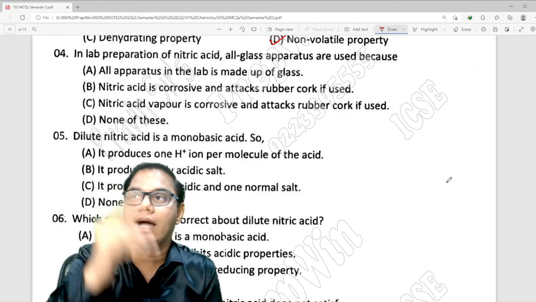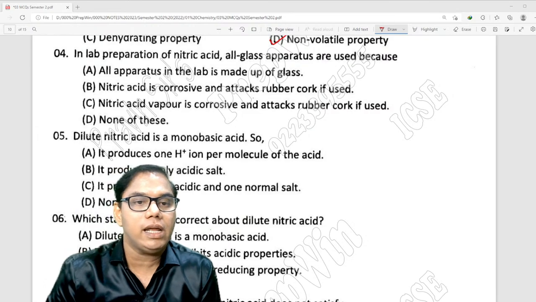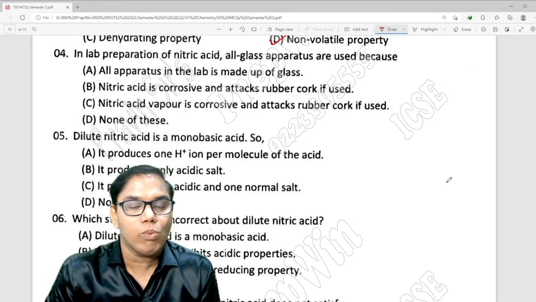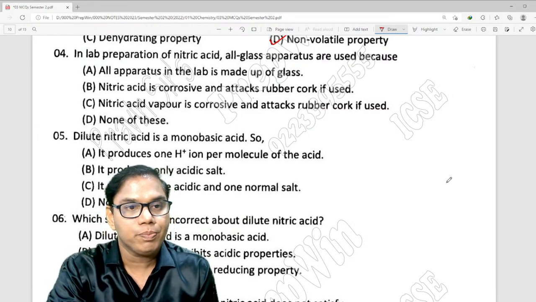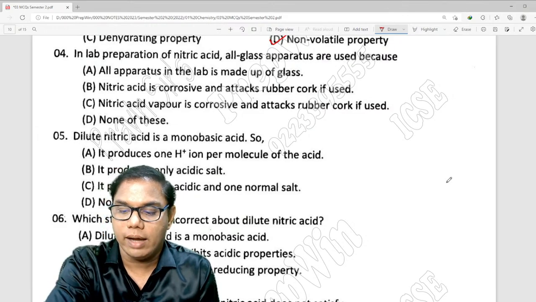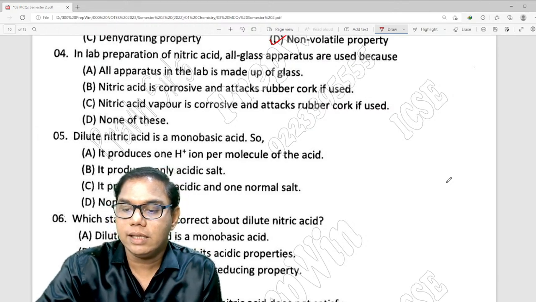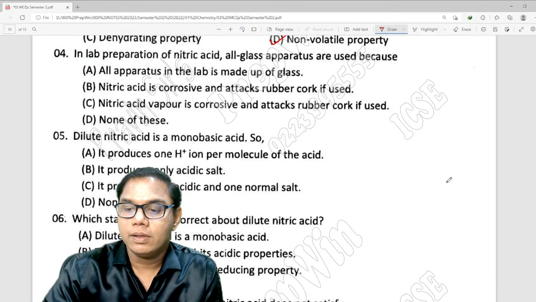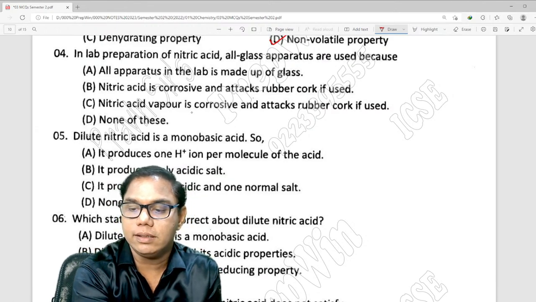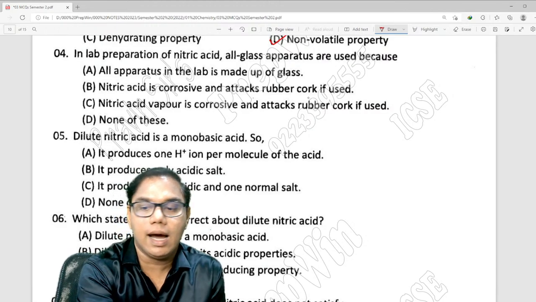In the lab preparation of nitric acid, all glass apparatus are used. This is again another very important question. Why are glass apparatus used? Tell me why. This is also very easy. Tell me the fourth answer.